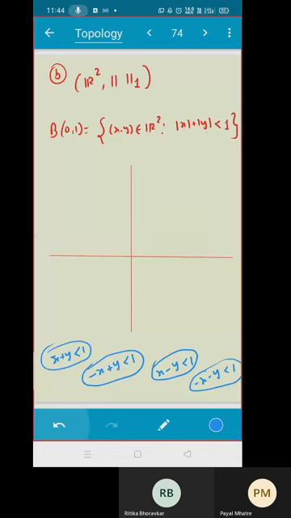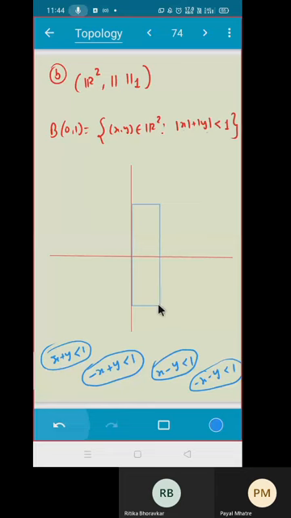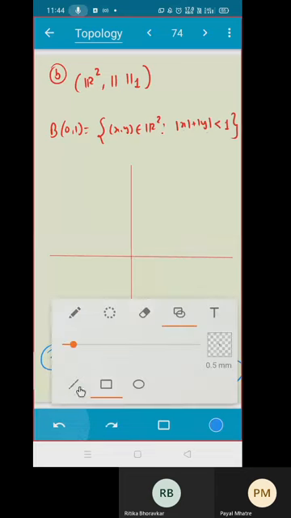Can you hear me? Hello? Yes, sir. And how will be the graph? Can you draw the graph? I don't know whether I can draw it. No, actually, this is quite. Can you draw the graph? Graph will be something like this.